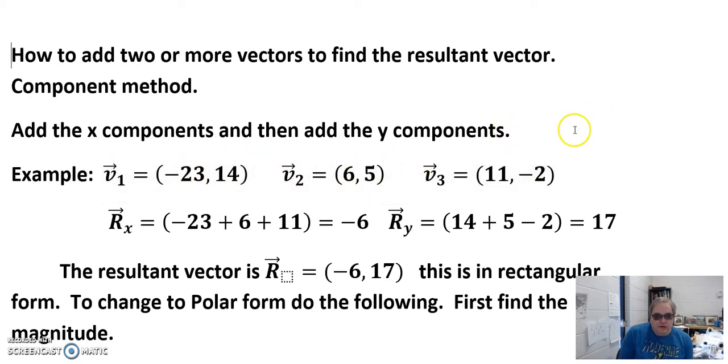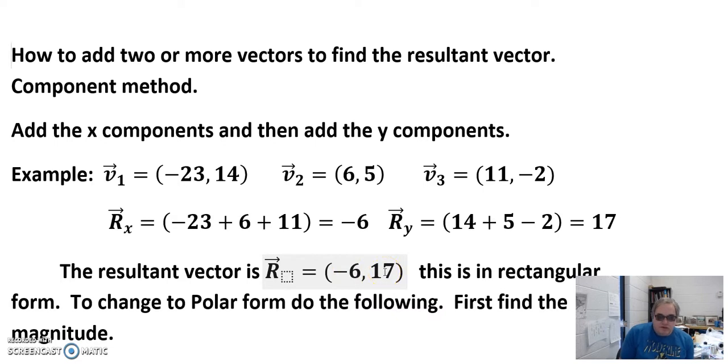But regardless, if I want to add these 3 rectangular vectors together to get the resultant, one way of doing it is take all the x's, take all the y's, and add them up. This r sub x and r sub y is just the x component of the resultant vector, the y component of the resultant vector. That's one way of doing it. And you come up with a -6 and 17.